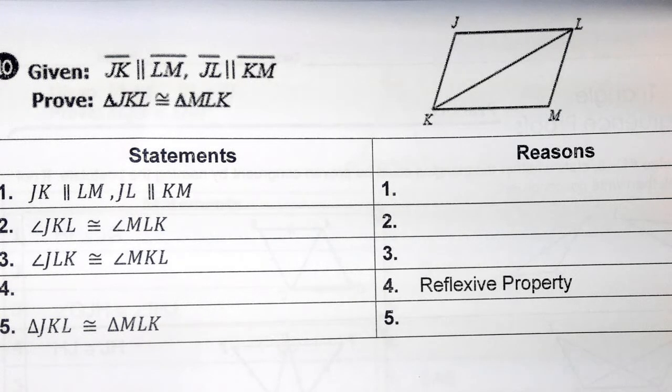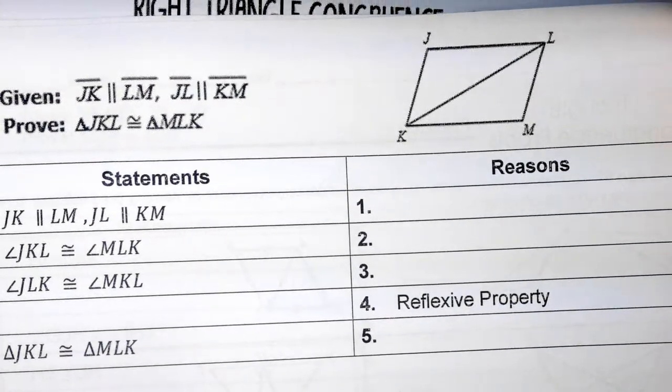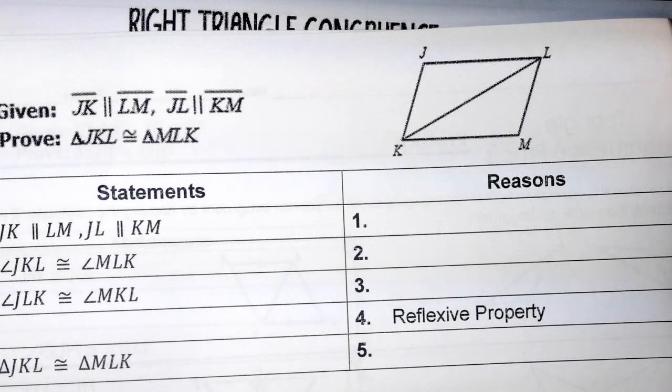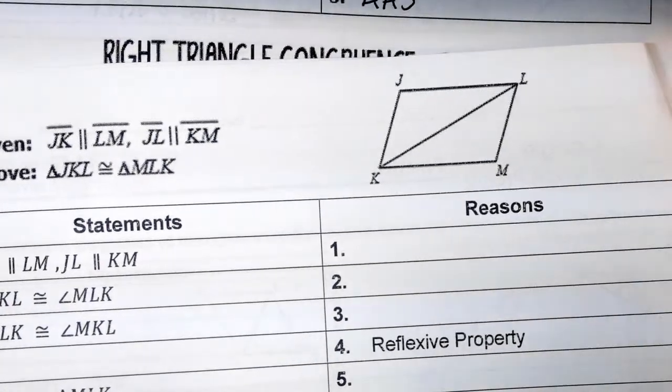JK is parallel to LM. JL is parallel to KM. Prove triangle JKL is congruent to triangle MLK. Alright, so Torres, the first line of the proof says JK is parallel to LM and JL is parallel to KM. That's given information.